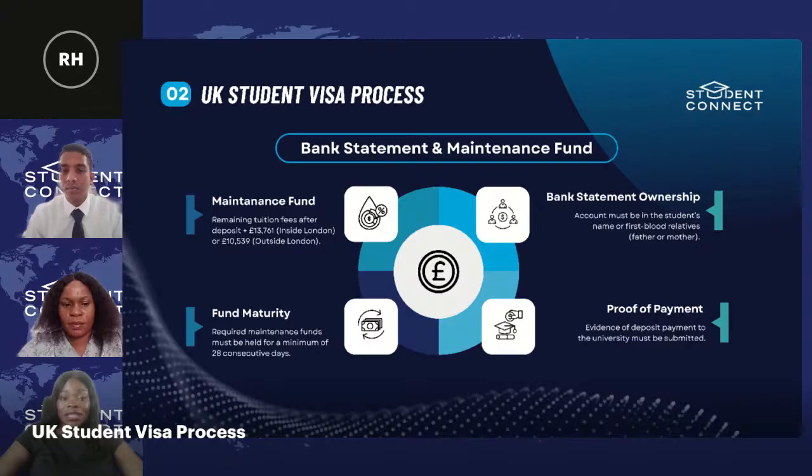And when it comes to account ownership, the account must be one in the student's name or your first blood relative, which is usually your mother or father. These are the accounts recognized by the Home Office. You also need to prove your evidence by showing, after you pay your deposit, the evidence of your deposit paid to the university in addition to the bank statement.